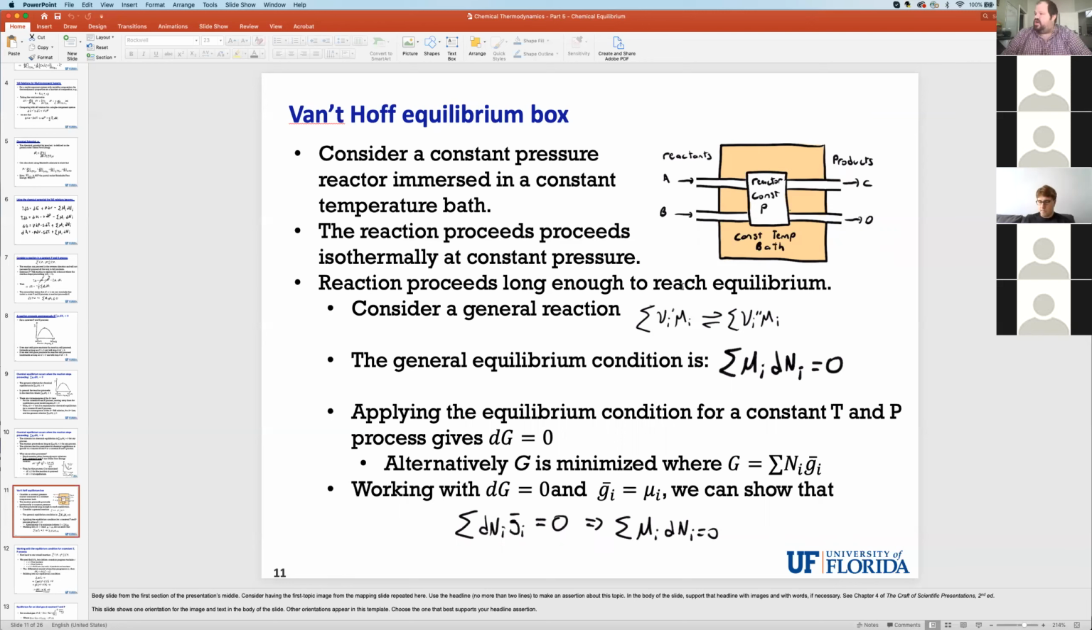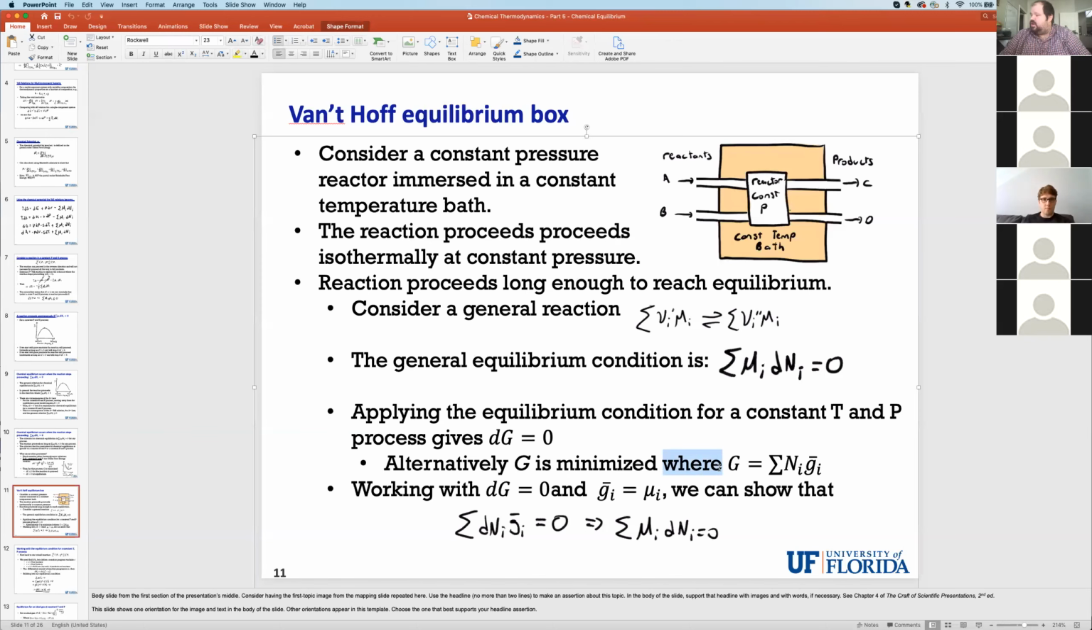For our general reaction, we know that the chemical equilibrium condition is the sum of mu_i dn_i equal to 0. Applying this equilibrium condition, we are fixing T and P, so we would use the dG version of it. That means the change of Gibbs free energy is 0. And again, alternatively, you can also minimize G.